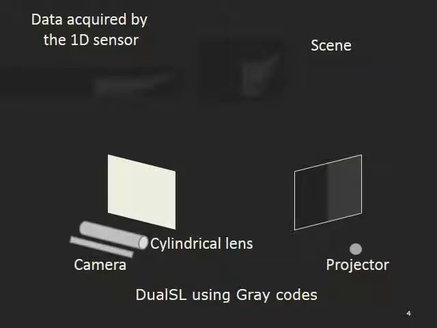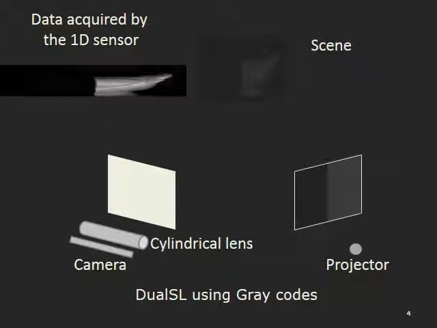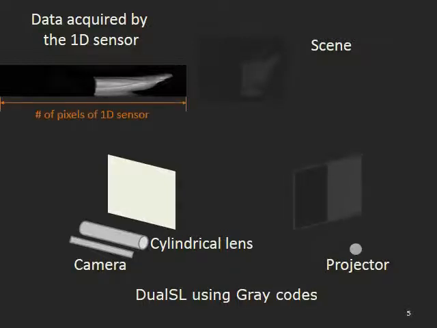To obtain 3D scans of a scene, we scan one projector row at a time. The projector scans each row sequentially while the camera captures a corresponding 1D image. The image above shows the acquired data by the line sensor. The number of columns in this data is the number of pixels in the line sensor, and the number of rows is the number of rows of the projector.